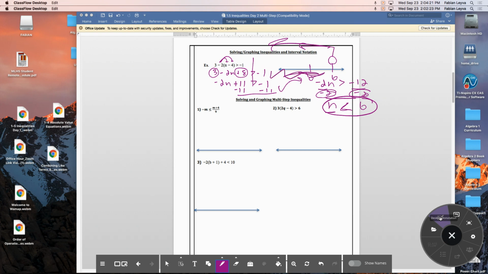Let's make sure to put this in interval notation. I notice that my answers pretty much go all the way to negative infinity, all the way to a 6. Both are going to be parentheses because I'm not including them.